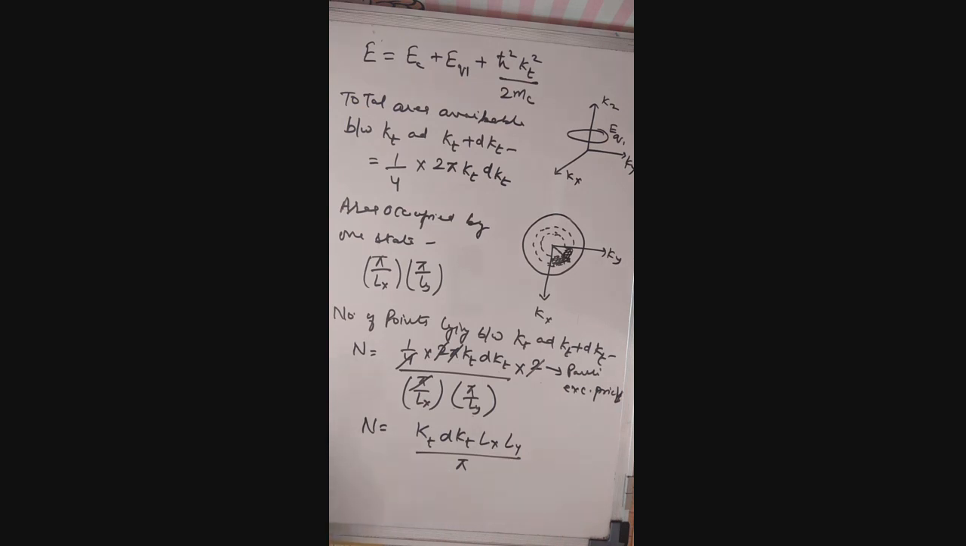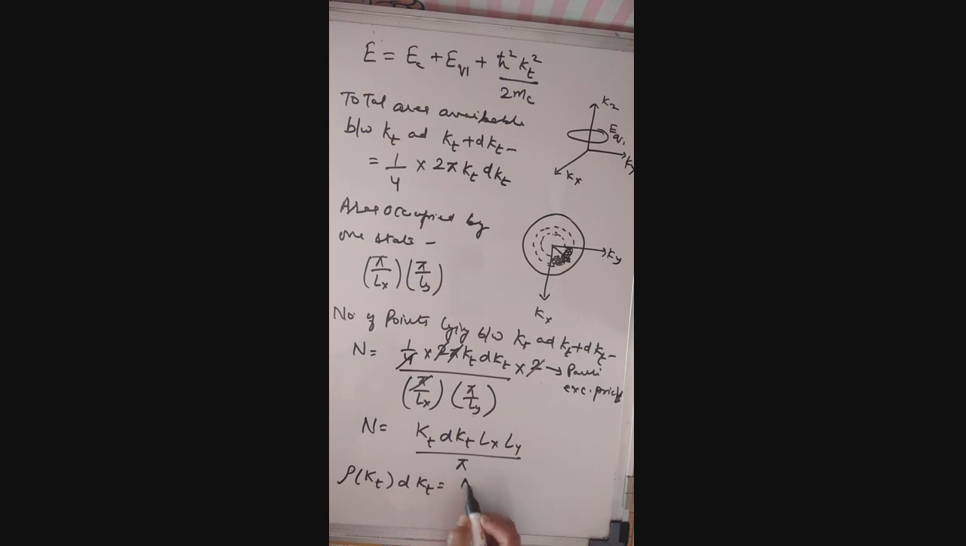So for density of state, what we have to do? We have to divide it by volume. So the density of states lying between kt and dkt will be rho kt dkt. We will denote it by this. This is the density of states lying between kt and kt plus dkt. So rho kt dkt.